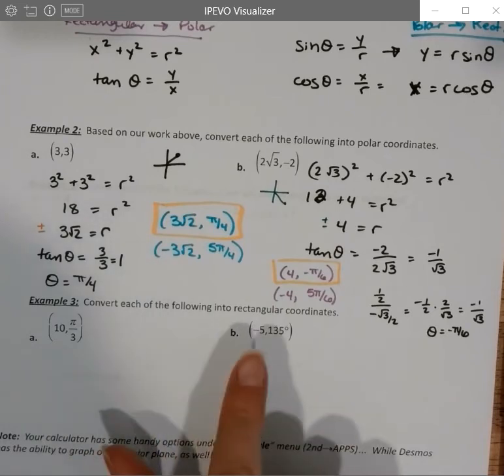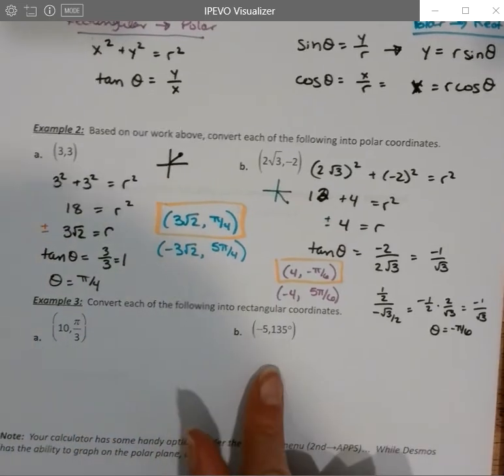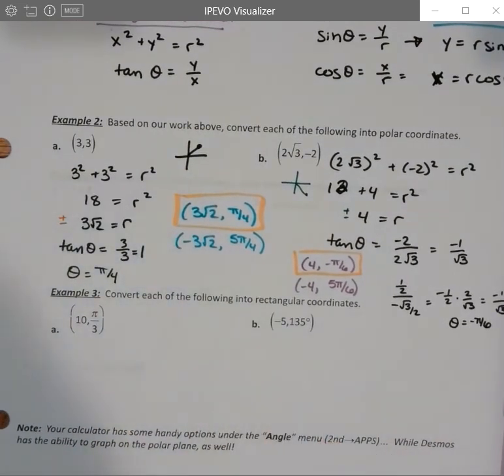Now, when we convert from polar into rectangular, these are going to be unique because there's only one way to write a point in rectangular. The x and y coordinates are unique. So let's take a look at these.